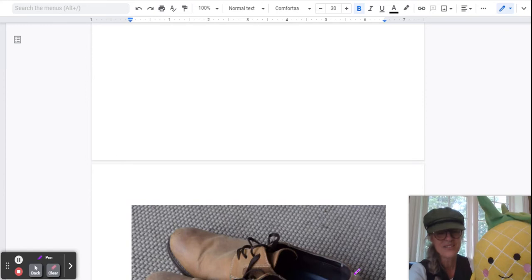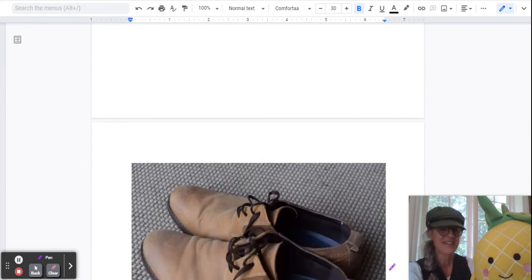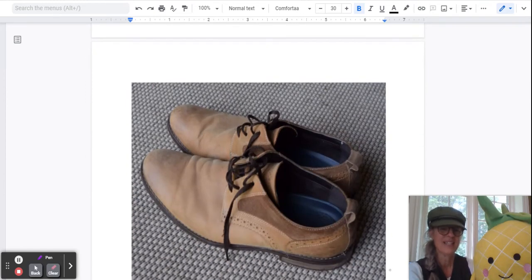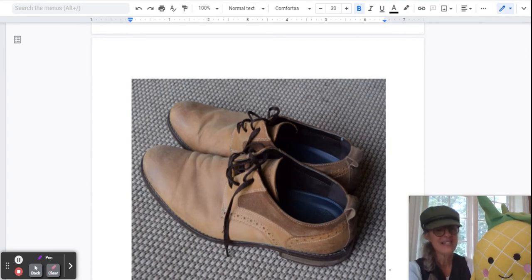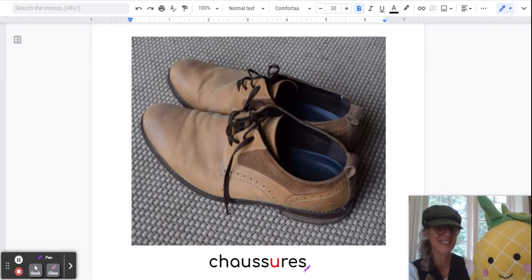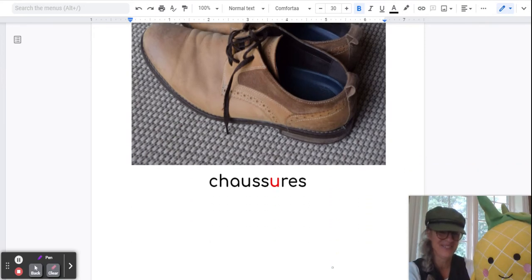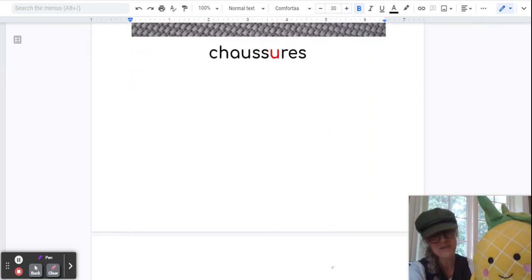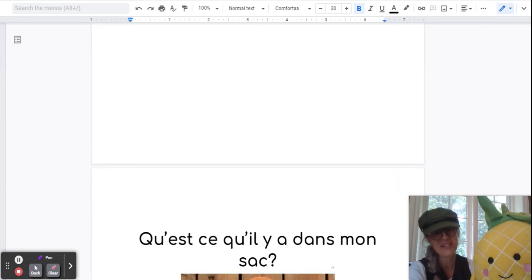And what's the clue? There's our clue. This begins with the sh sound. Sh. Do you know what it is? Do you remember? Chaussure. Oui. Chaussure. Bravo. You are so good at remembering. Bravo, les amis. And remember, the more you practice, the more you remember them.